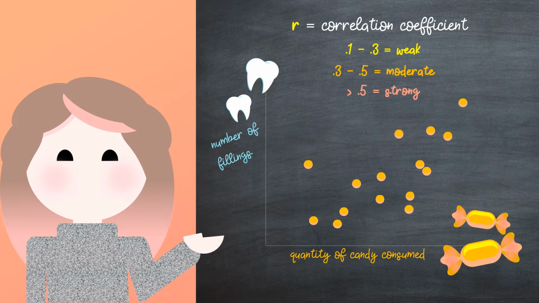A positive sign tells us that as one variable increases, so too does the other variable, like our candy and fillings. While a negative sign indicates that as one variable increases, the other decreases. So for example, as exercise increases, body weight decreases. So if our correlation coefficient here is 0.53, it tells us that there is a strong positive relationship between quantity of candy consumed and number of fillings.